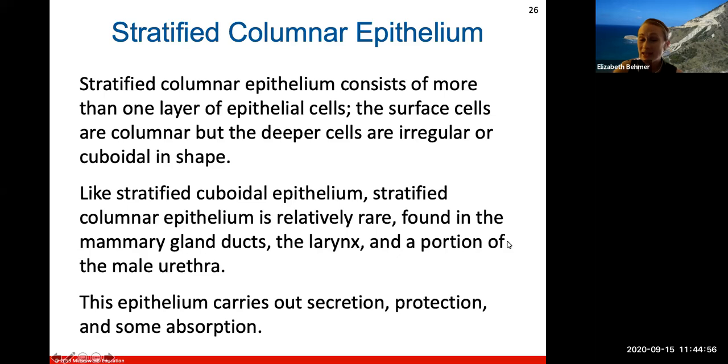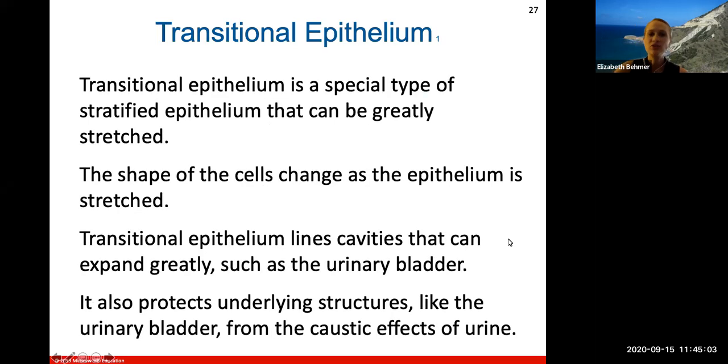The mammary gland ducts, parts of your larynx. Your larynx is your voice box right above your trachea. And then transitional epithelium. Again, transitional epithelium is a special type of stratified, and transitional epithelium can be stretched. So it can stretch out and then recoil to regain its shape.